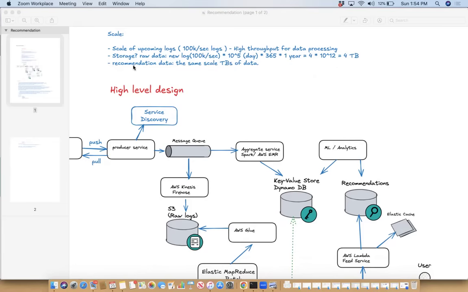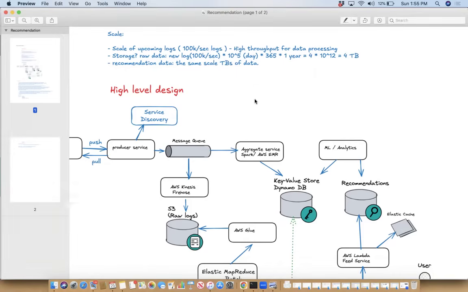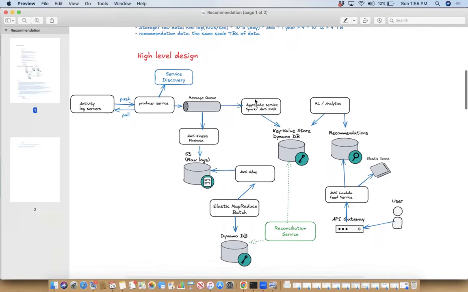Then the other thing is the recommendation data. Recommendation data, let's say the same scale of terabytes of data we need to keep, and the retention time for this is longer, so the scale will be higher, and we need to keep that in mind. And because data keeps coming, that DB definitely needs to auto scale to handle the volume of data. So this is the high level design.